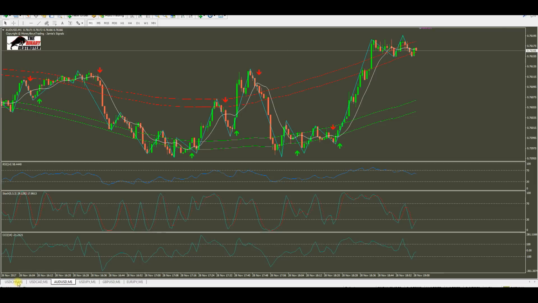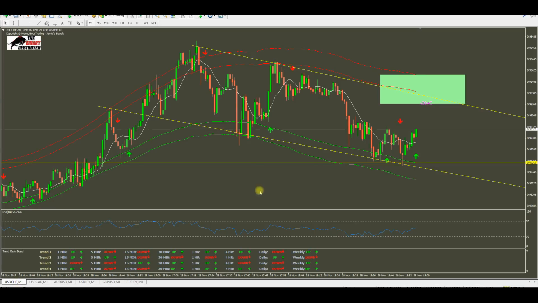USD CHF. Okay, there's our signal arrow there. We can see that's a nice winner. So there's no point, I've already won a trade on this currency pair. Okay, I'm looking for one more.